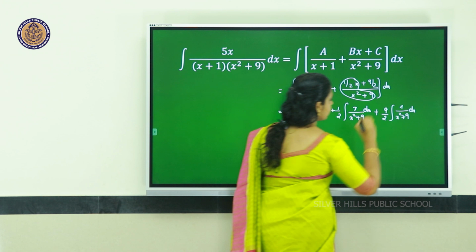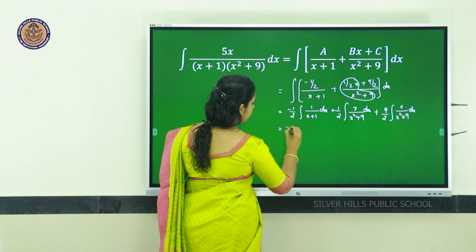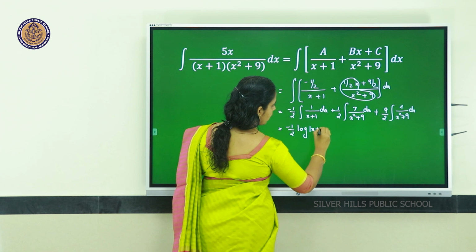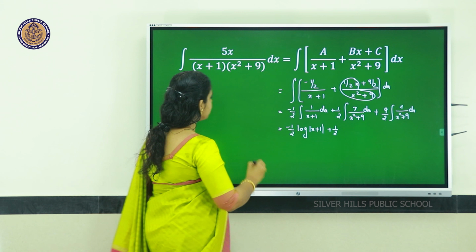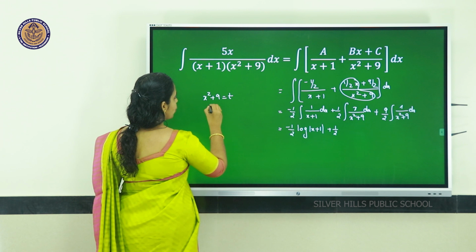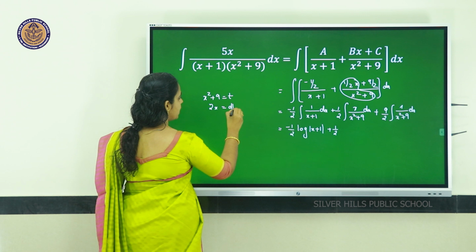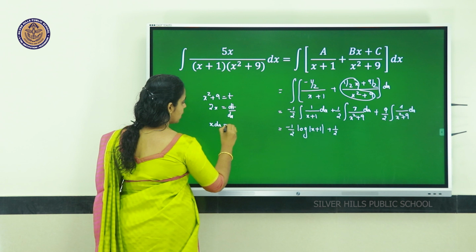Now let us find the integral. Equal to minus 1 by 2 logarithm of x plus 1 plus 1 by 2. Here you can see x divided by x square plus 9. Let us put x square plus 9 equal to t. Differentiating with respect to x, 2x equal to dt by dx. Or we need x dx, which will be dt divided by 2.